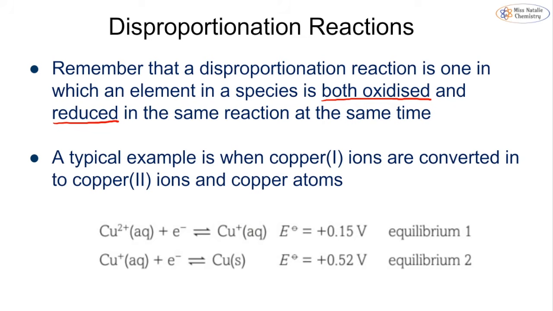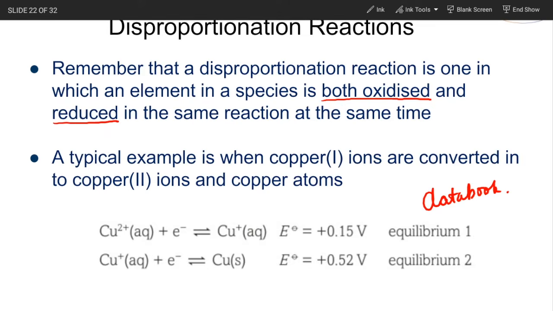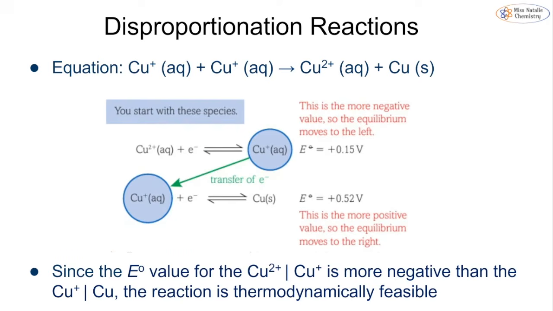Again, we can go to our data book and pull out the key equations that we need for this. We can then use these to tell us something about the disproportionation and determine, is it feasible? So we start with Cu+ and we go to Cu2+ and copper metal. Again, we write out our two equations, one on top of the other, and we identify what we start with. So we circle our Cu+ and our Cu+. And we look at the values.